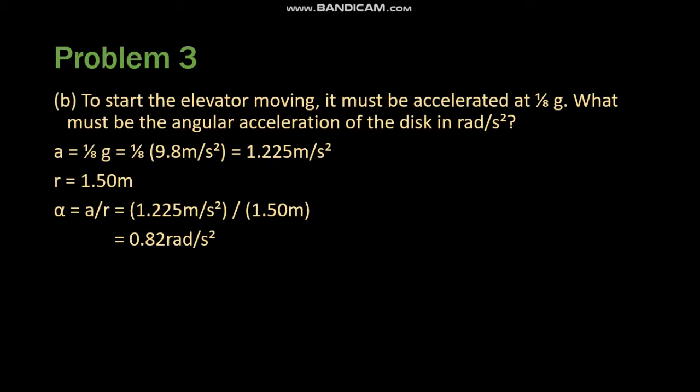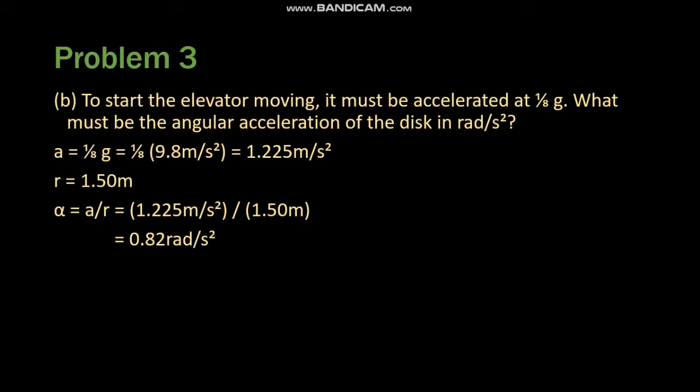To start the elevator moving, it must be accelerated at 1/8 times gravity. What must be the angular acceleration of the disk in radians per second squared? So we're given the acceleration, which is 1/8 times g. G stands for the acceleration of gravity, which is 9.8 meters per second squared. So we have to solve for this, and inputting this in your calculator, you would get 1.225 meters per second squared.